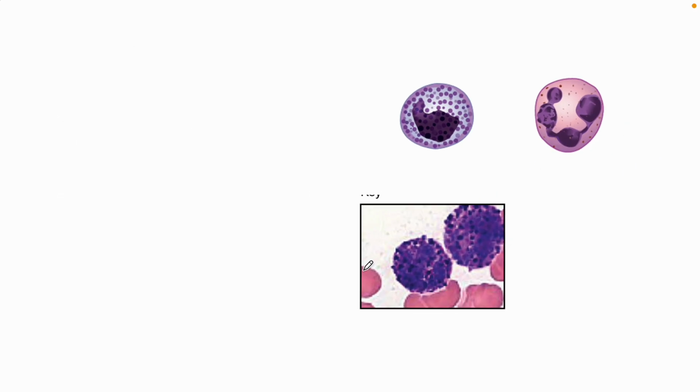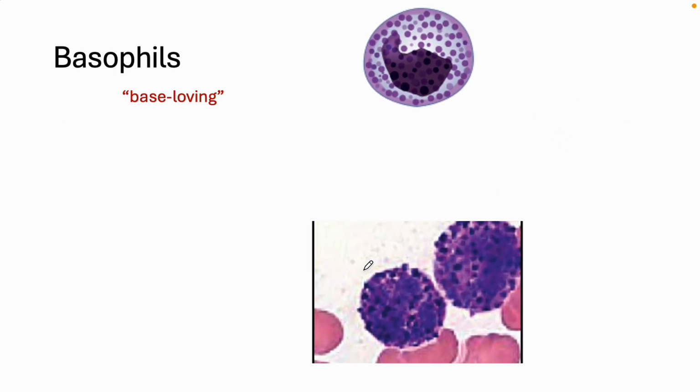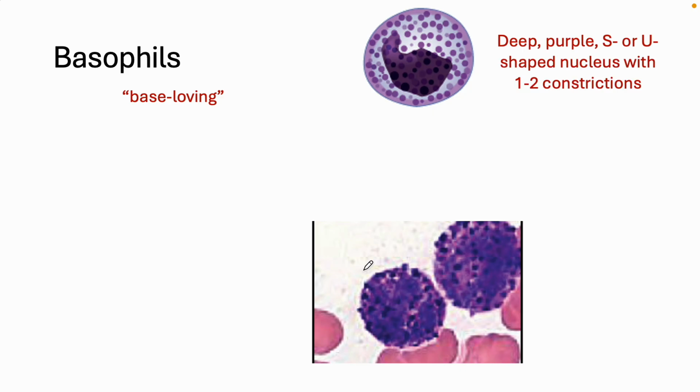So let's start with the basophils. The basophils, the term means base-loving. That means that they're going to take up the basic dyes, which are going to stain blue. This results in overall having a purplish or blue appearance because the granules take up that blue stain. The nucleus is also going to stain blue in all of these, and you'll see that the basophils have a deep purple nucleus that is typically either S or U-shaped and only really has 1 to 2 constrictions.